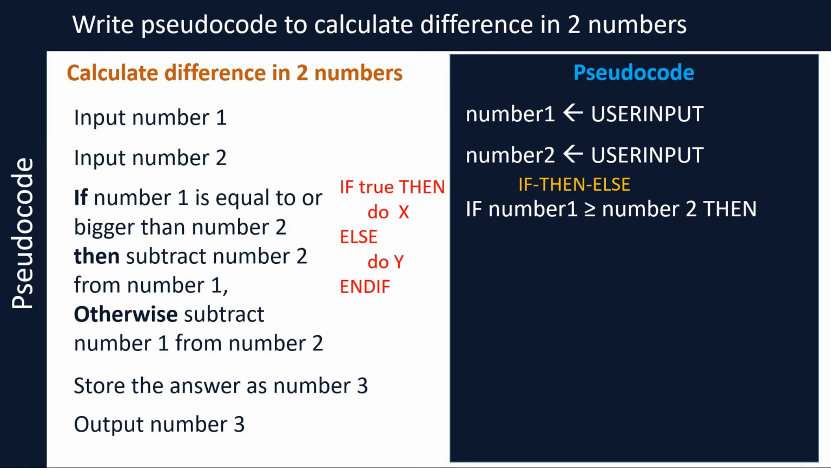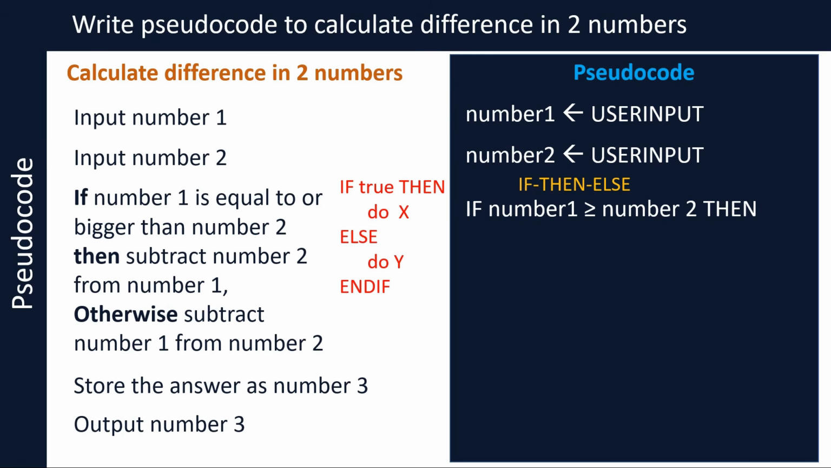You end the selection construct with an endif statement or keyword, but in some pseudocode variations you don't have to explicitly write endif. In this step, we are using a relational operator, greater than or equal to, to check if number 1 is equal to or bigger than number 2. Here, we are instructing the computer to perform comparison on the values stored in the variables rather than variable names.